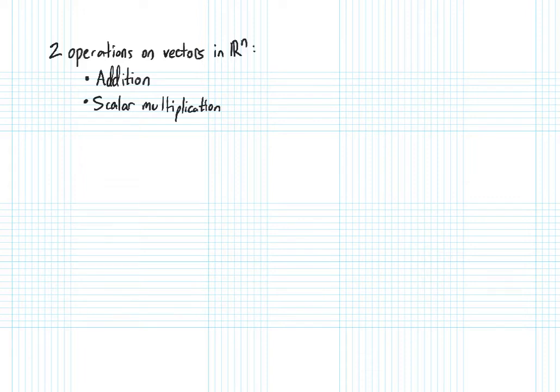As you know quite well by now, there are two operations that you can do on vectors in Rn. You can add them, you can take two vectors and add them together, or you can take a vector and a scalar and you can do scalar multiplication times that vector. Think back on everything that we've done so far this semester. I'm going to try to convince you that these two operations are the fundamental operations in the subject, in the sense that everything that we've studied so far in this class originates with these two operations.